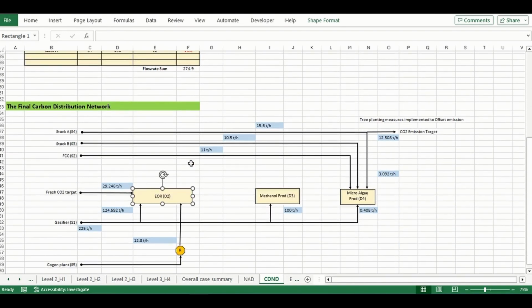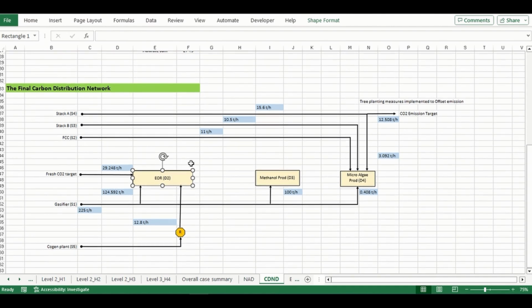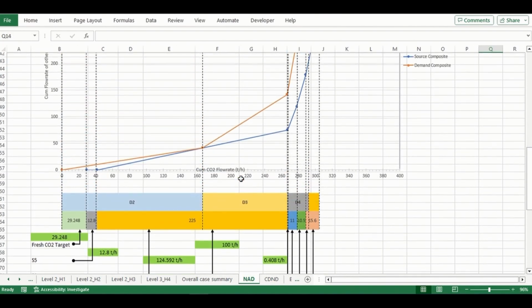And for our refinery case, as shown here, we have identified the fresh CO2 target of 29.248 and also the CO2 emission target of 12.508. And this can be done based on the NAD diagram.